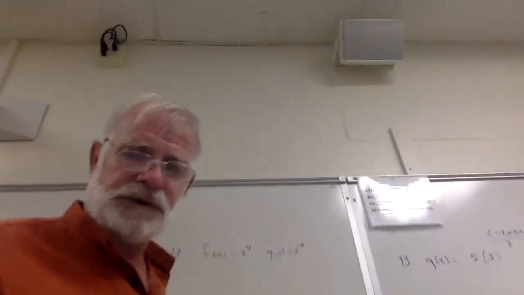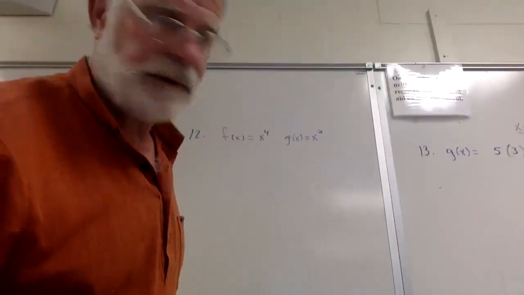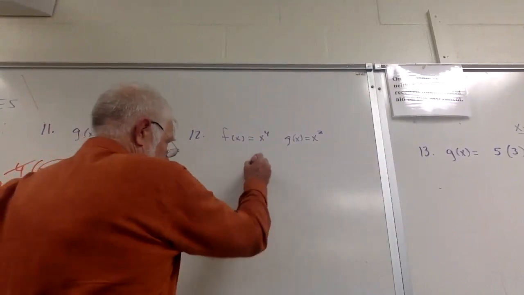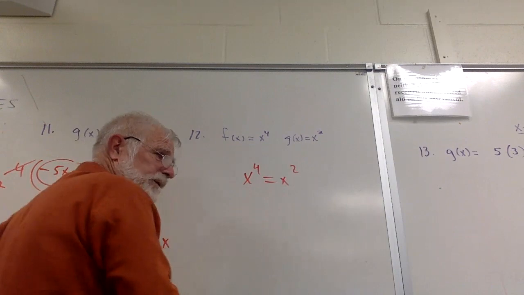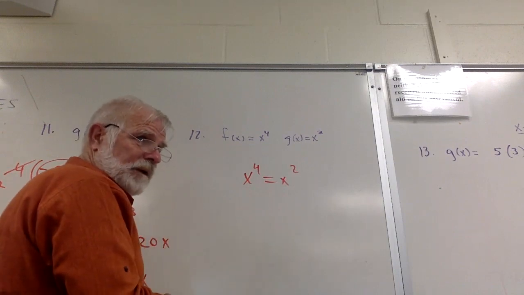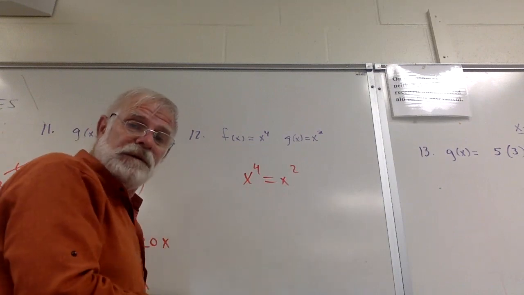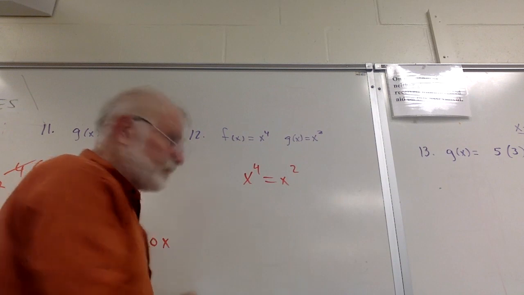I want to find out when one function equals another function. I got to solve x to the 4th equals x squared. Well, bring your x's to the same side. That's a rule for solving equations. I don't think I've said that one yet this term. You got to get your x's together.